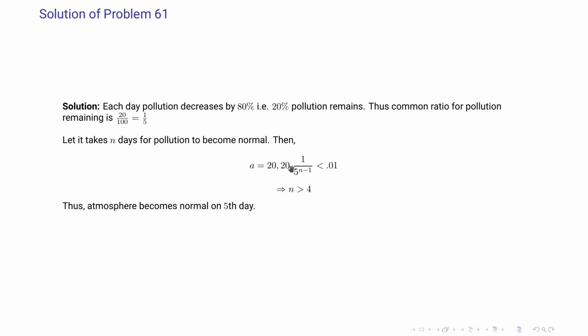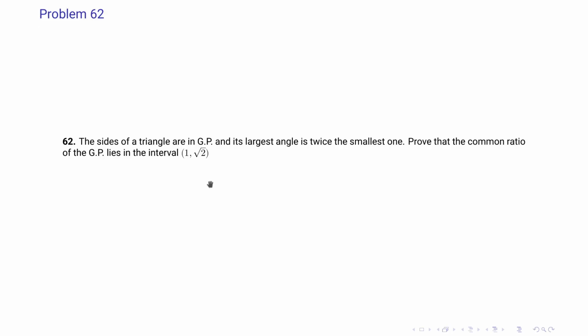Then first term into (1 by 5) to the power n minus 1 should be less than 0.01 because that is the normal pollution level. So n is greater than 4, so the atmosphere will become normal on the fifth day.